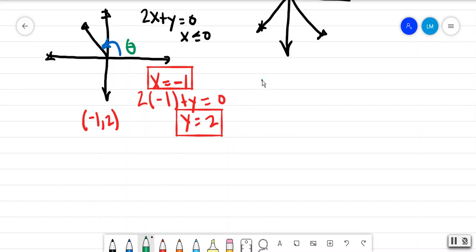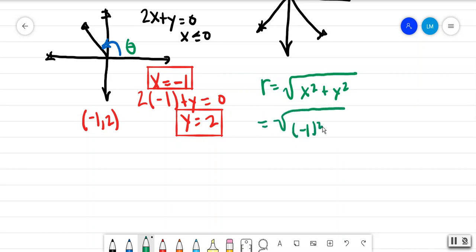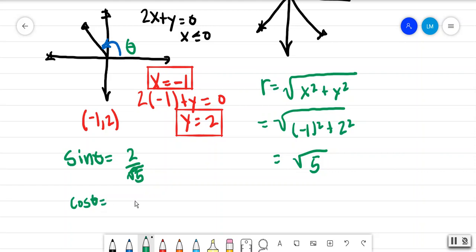And how do I do that? I need to find r. Well, r is equal to the square root of x squared plus y squared, which will be -1 squared plus 2 squared, which is equal to the square root of 5. So what that means is that sine of theta is equal to 2 over root 5. And then we have that cosine of theta is equal to -1 over root 5.